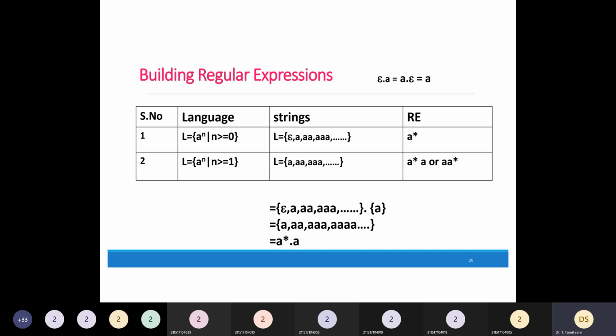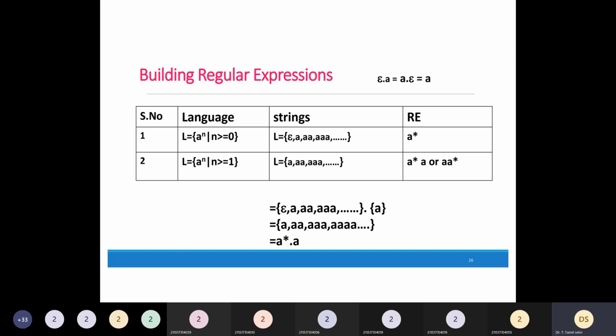Alphabet means it is any symbol from A to Z, or any special character, or it may be a number from 0 to 9, etc. This is the alphabet. The alphabet is the basic building block of the regular expression. From the alphabet only you can form the strings, and after forming the strings you will get the language. So in this particular example, you are going to construct the regular expression from the given language.